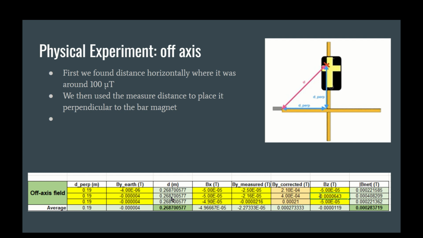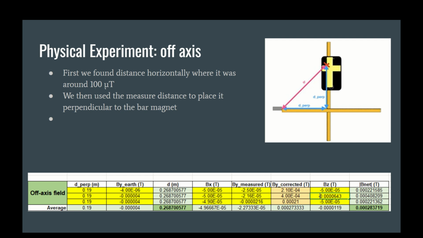Next, everything else we were able to just read off the magnetometer, like the x and z components, but for the y component we had to take into account that Earth is affecting our values here, so that is what B y corrected is. With that we can solve for B net, which is 2.84 times 10 to the negative fourth. So this is what we found physically.